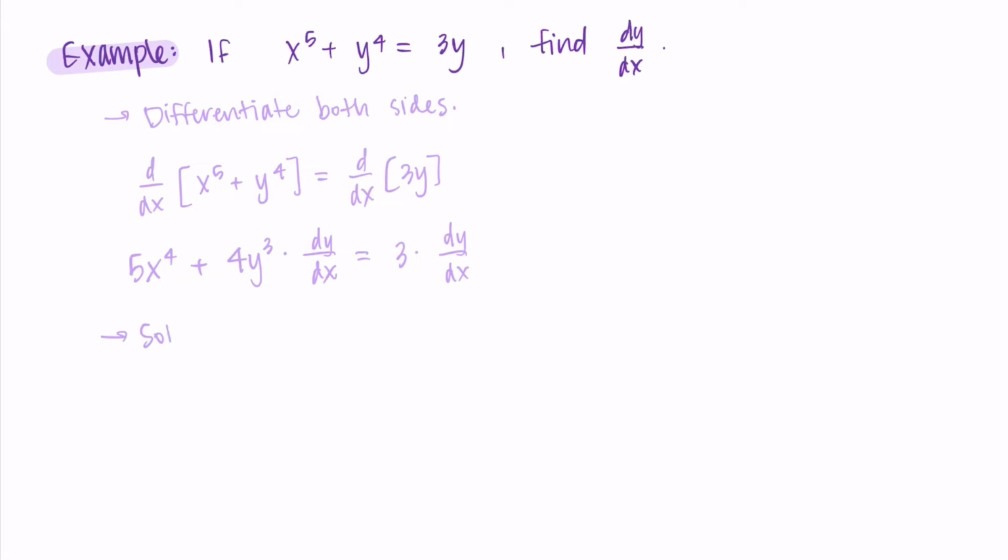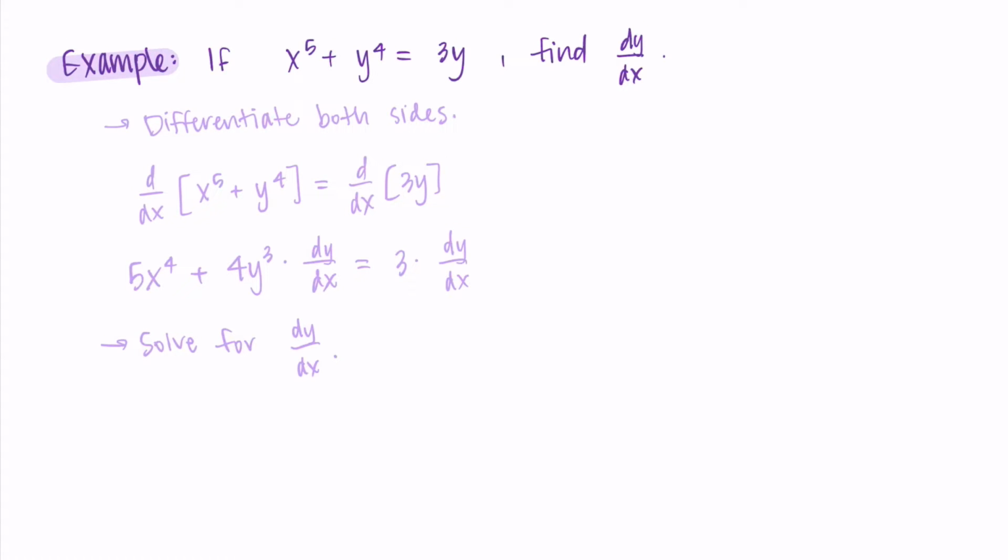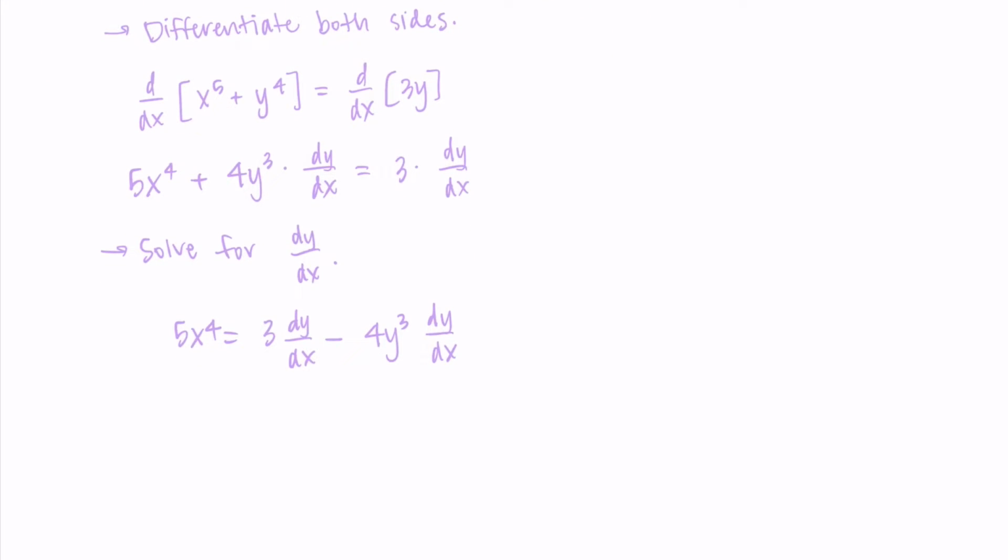Okay, so next task is to solve for dy/dx. I'm going to group all of my dy/dx terms together so that I can factor it out and simplify. This is just like grouping like terms like you would do in an algebra problem. So I'm going to subtract 4y cubed dy/dx over to the right-hand side. Then I'm going to factor out the dy/dx.